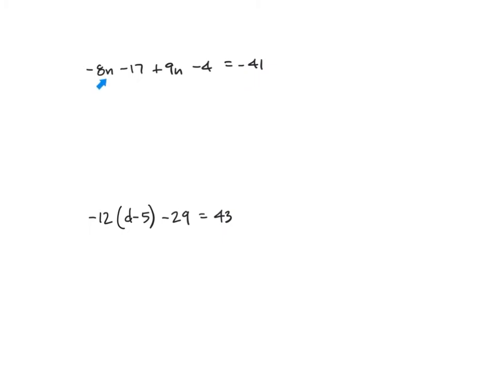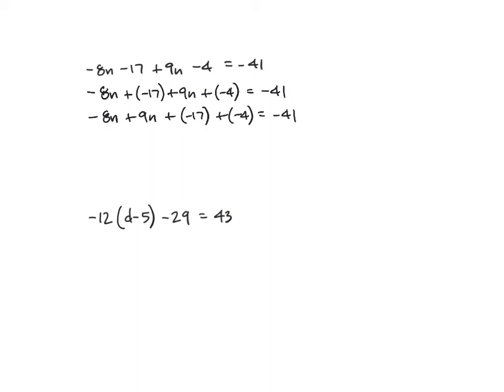So here I've got a variable term, constant, and a constant. I need to combine my constants and combine my variable terms. So I'm going to rewrite this as an addition statement. And then once I do that, I can move stuff around freely using the commutative property. So now I have negative 8n plus 9n plus negative 17 plus negative 4 is equal to negative 41.